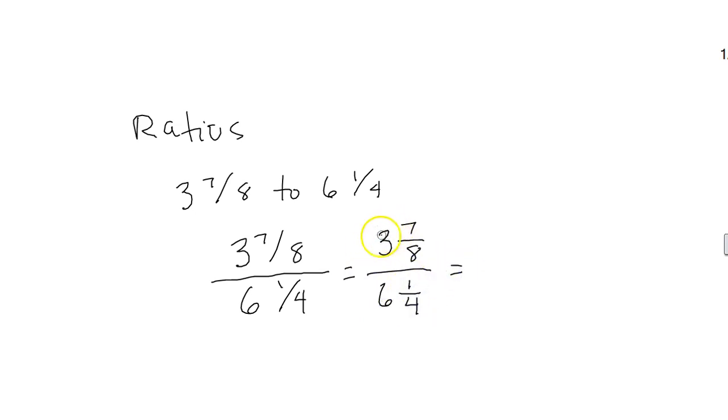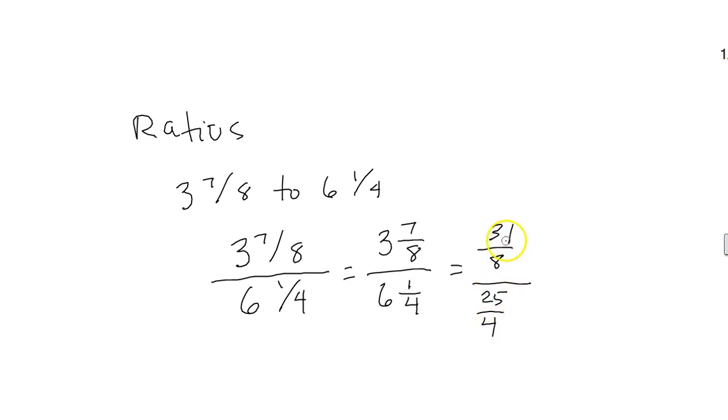So we're going to take this whole number piece, multiply down to the denominator, and then add up. So 3 times 8 is 24. 24 plus 7 is 31 over 8. Here I have 6 times 4 is 24. 24 plus 1, 25 over 4. Okay, so now I've changed both of those into improper fractions.